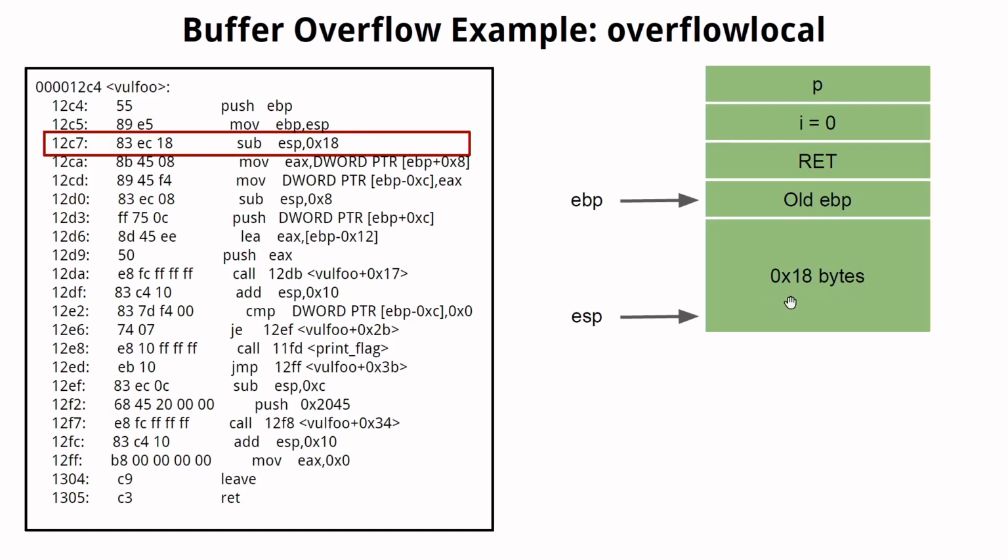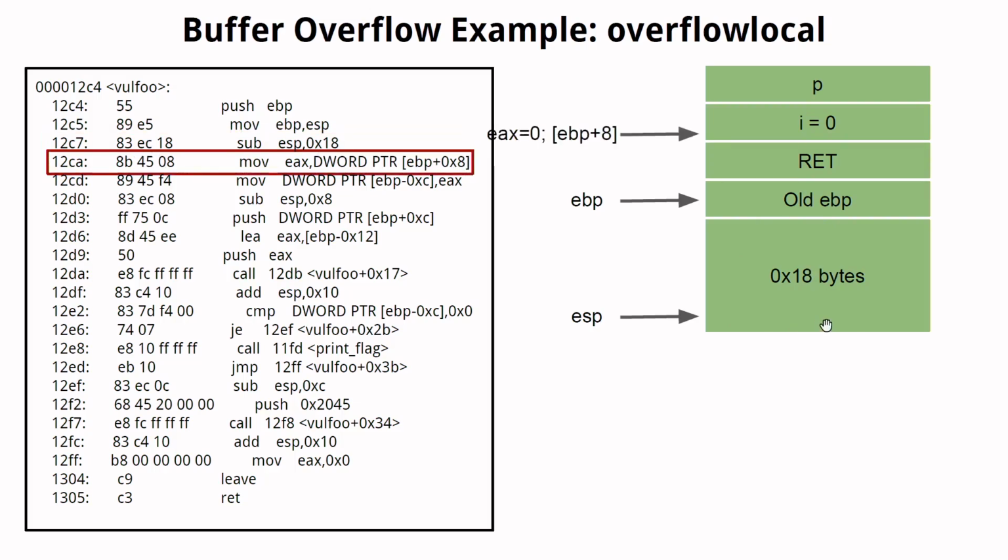18 in hex, which is 24 in decimal. So we subtract 24 from ESP. So ESP moves down. EBP is not changed. ESP moves down. Now ESP points to EBP minus 18 in hex.